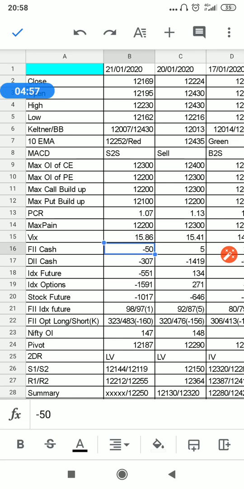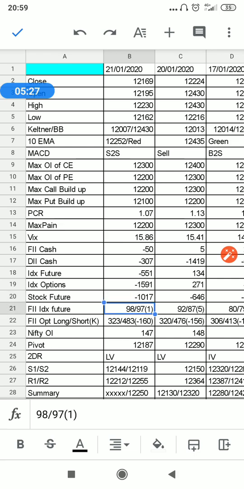Now look at the FII cash. FIIs have sold 50 crores, DIIs have also sold 300 crores. In index futures, there is selling of 550 crores by FIIs. Index option we will ignore because it is both call and put, and for further data we can have a look at that. In stock futures there is also around 1000 crore selling. So in total, around 2000 crore selling all in all.